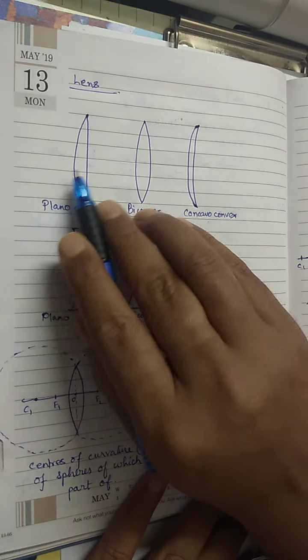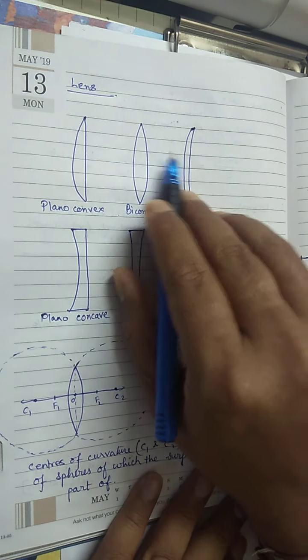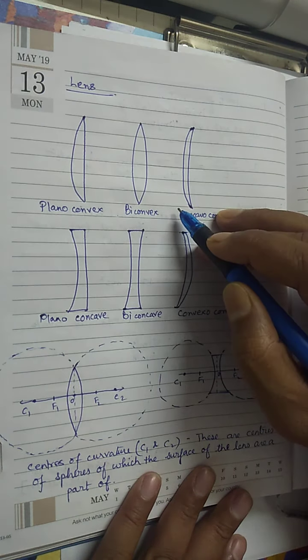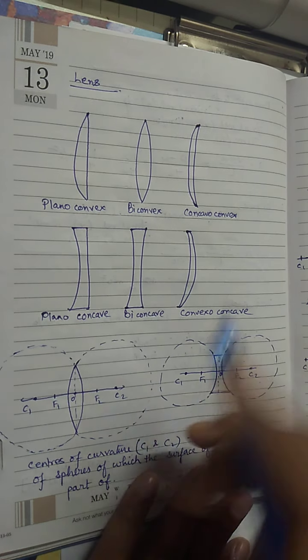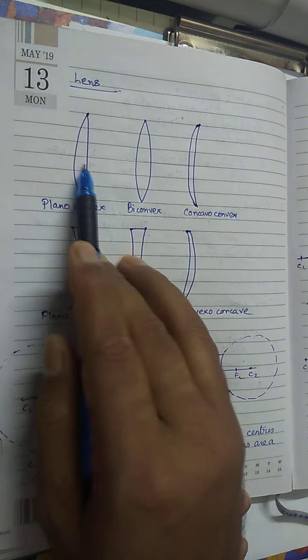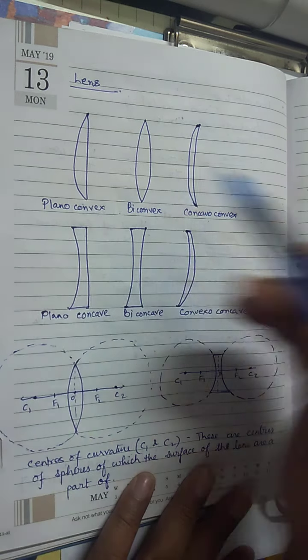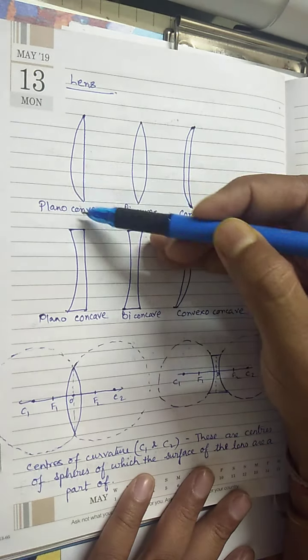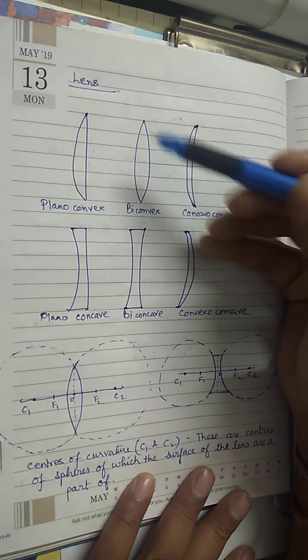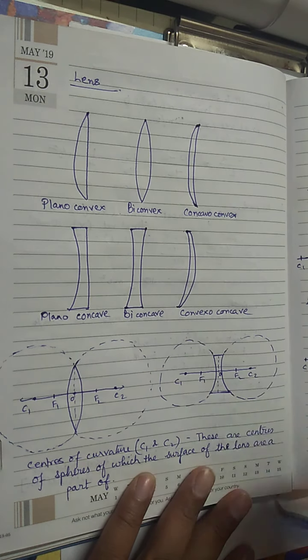Now, for any lens, the left hand side surface is taken to be the main surface. What is the reason? Because by convention we consider the rays to be coming from left hand side. So this is the main surface. So depending on this surface, it is determined whether the lens is convex or concave.